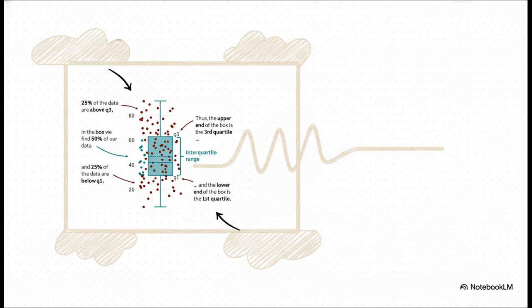Now, the absolute best way to see this is with something called a box plot. You see that box right in the middle? That is the interquartile range. The bottom of the box is the first quartile, the top is the third. So that little box literally shows you where the core 50% of your data is hanging out.